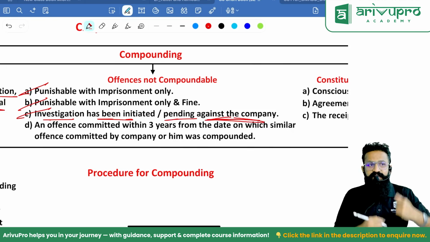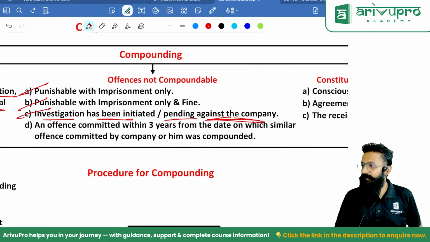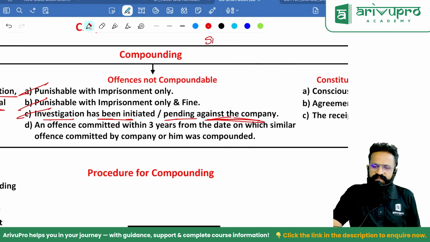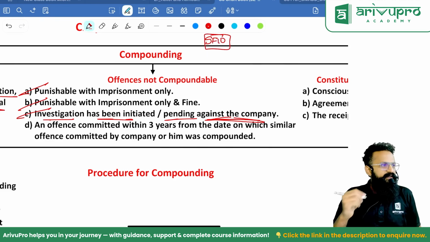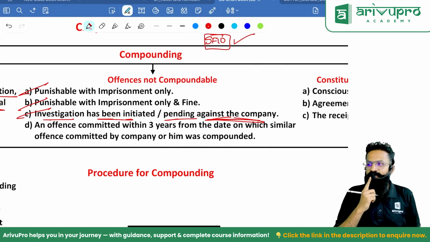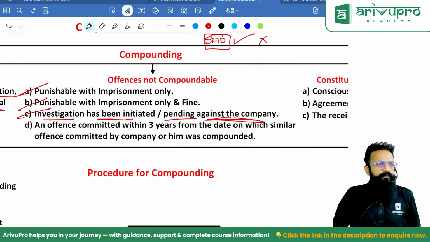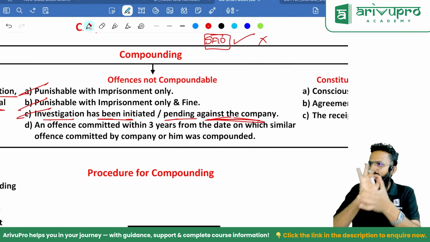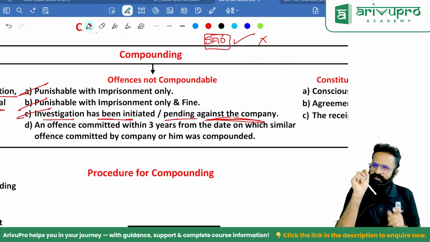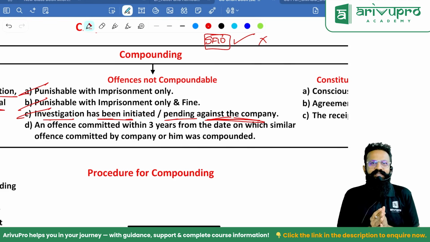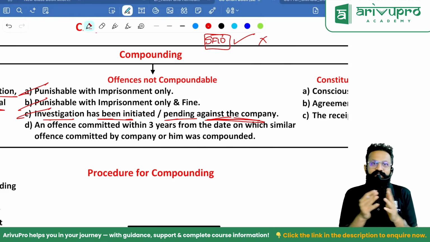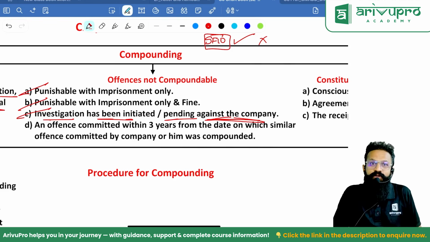What do you mean by investigation? There is a chapter in the Companies Act called Inspection, Inquiry and Investigation. You remember SFIO and all that. If at all these things have begun, sir, then there is no point in compounding. Why? Already I have come with a matchbox, so I have put it into your ant hill. Now smoke is coming. Now you can't come and say, sir, I am voluntarily accepting. No sir. What's the use? We will not accept it.